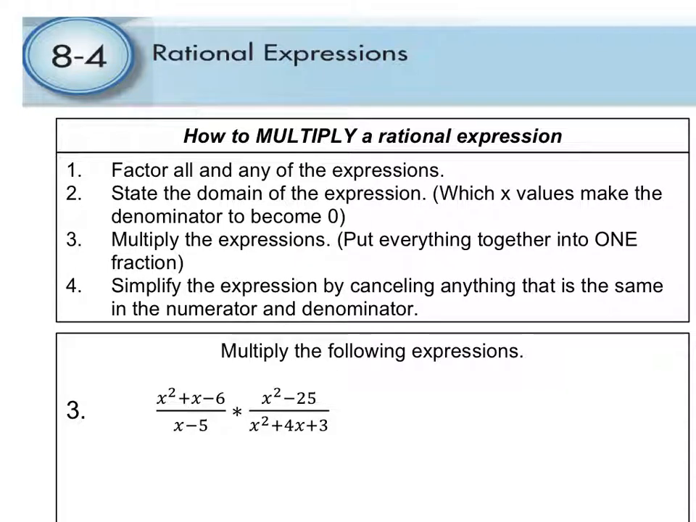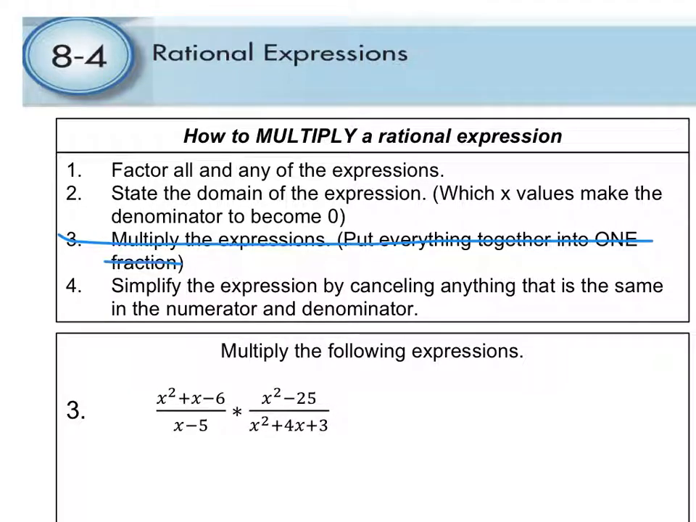That hasn't changed. And then what we're going to do is cross things out. We're going to cancel things. So you can take step 3 here and just cross it out, because we're going to simplify the expression by canceling anything that's the same in the numerator and the denominator, and then my answer is going to be whatever we have left over.